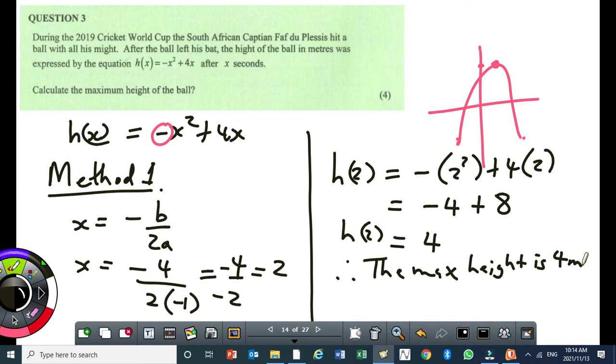I can tell that a question like this in an examination, lots of learners won't answer. Because the perception will be it's very difficult. Yet it's not. Alright, so we have h of x equals minus x squared plus 4x. So this is method 2.